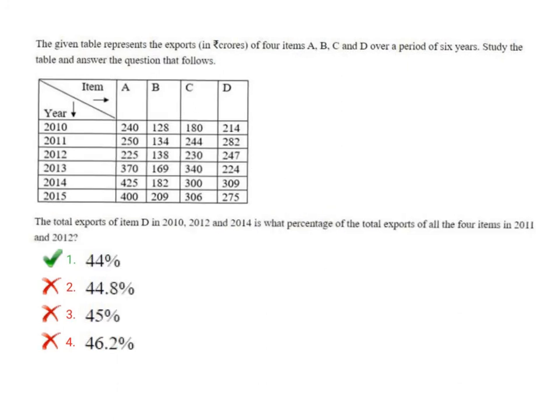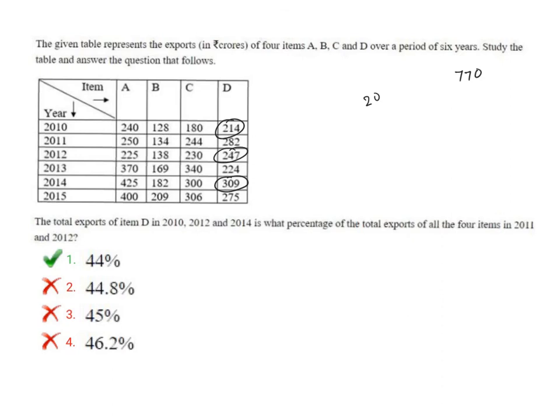Look at the next question. Now it says the total exports of D in 2010, then after 12 and then after 14. 4 plus 7 plus 9, 20. So 20 you keep aside. Then you have 300 plus 200, 500, then 700. 10 plus 40, 50. So 750 plus 20 is 770. So this total is 770. 770 you keep aside.